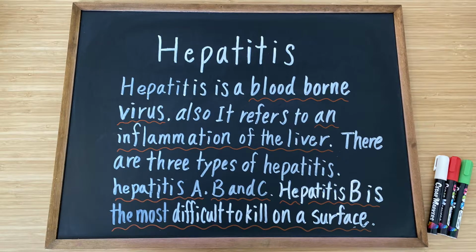Hepatitis. Hepatitis is a blood-borne virus. Also, it refers to the inflammation of the liver. There are three types of hepatitis: Hepatitis A, B, and C. Hepatitis B is the most difficult to kill on the surface.